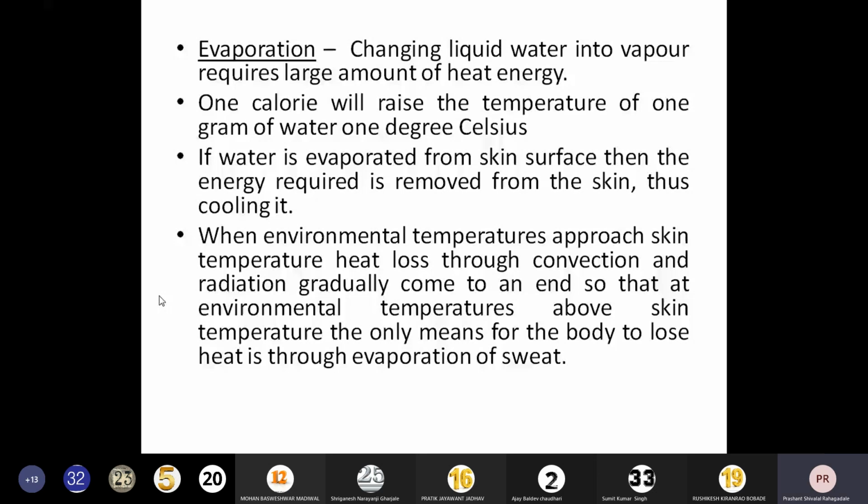Now the only means here for loss of heat is evaporation. एक ही बचता है, that is evaporation. So convection और radiation यहाँ हमारे काम में नहीं आएगा, खाली आपको evaporation ही काफी है. Okay?